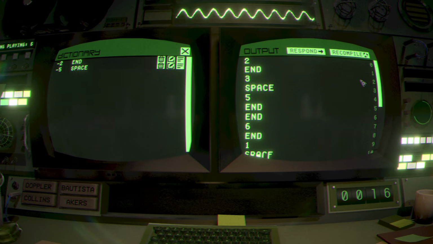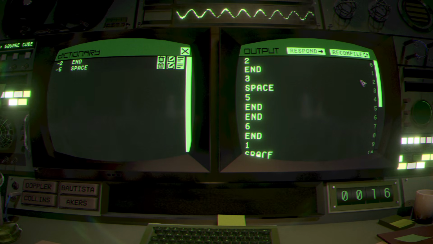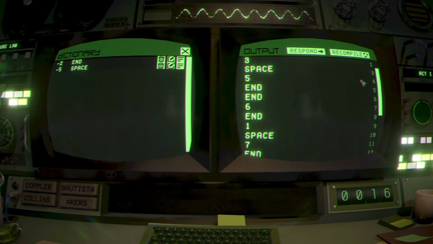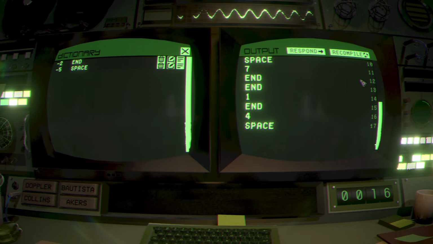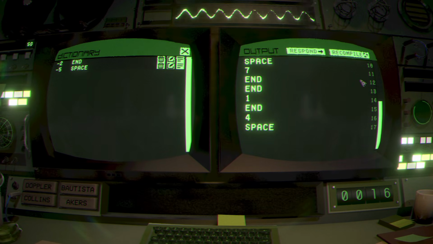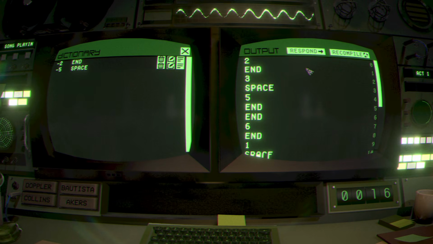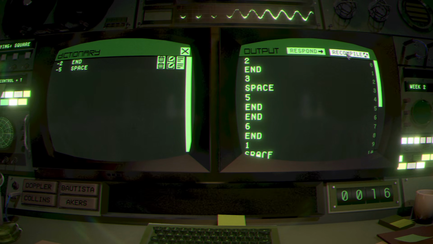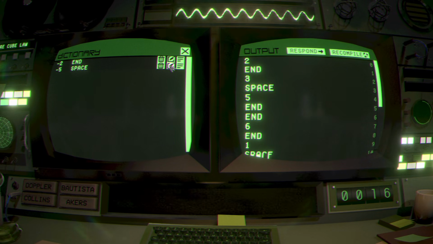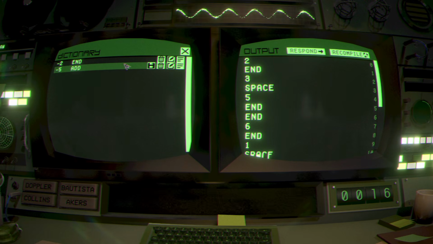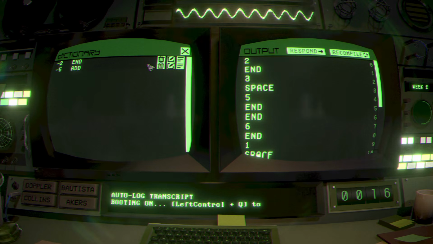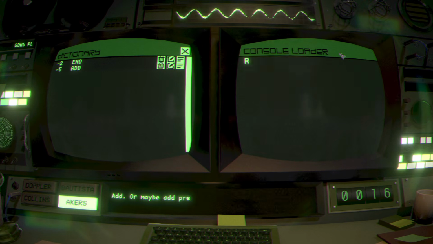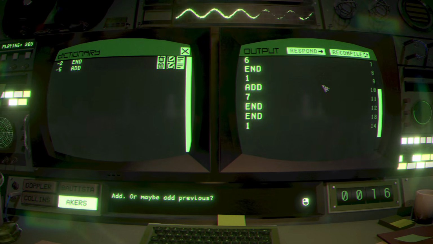Okay. So we got 2, stop. 3, something 5, and 6, 1, 7. Oh, okay, so we're adding. Because 2 plus 3 is 5, so this is add. Okay, so we need to rename this. So it's not space, it's actually add. We're creating math. Add, or maybe previous.